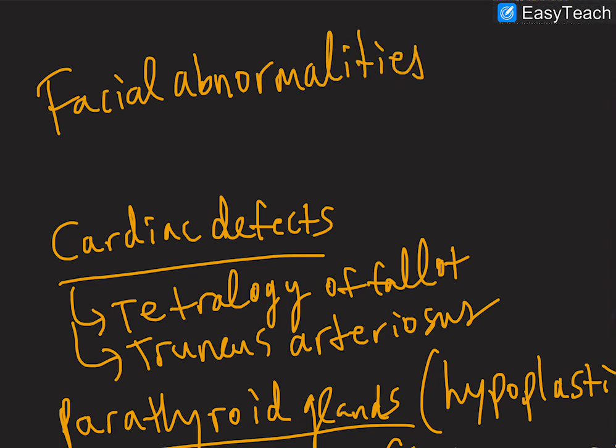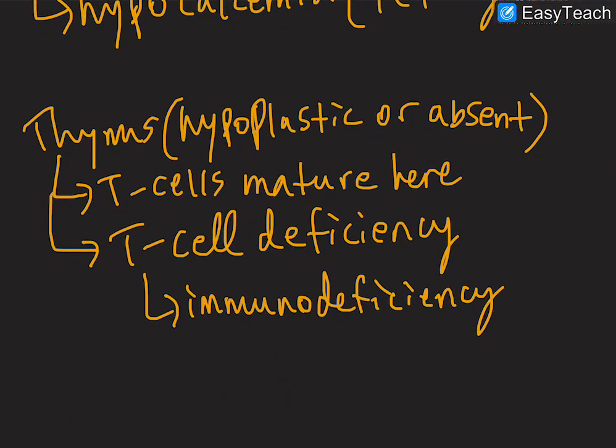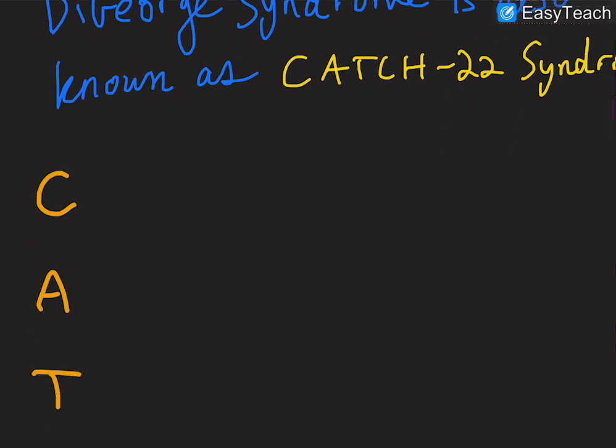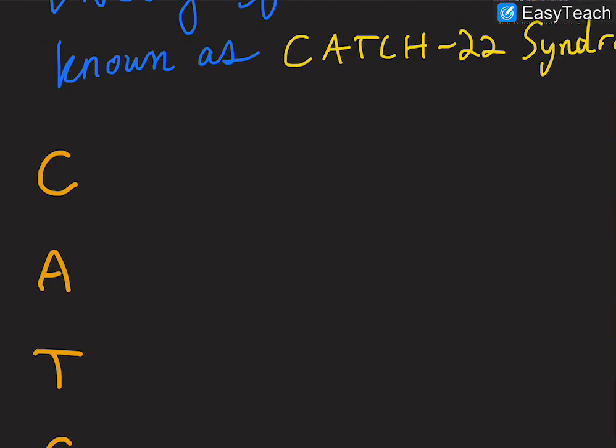Now to remember all this, there's a nice mnemonic. It's called the CATCH-22 mnemonic. So let's just go down and see what all these stand for. So the C in CATCH stands for cardiac defects.